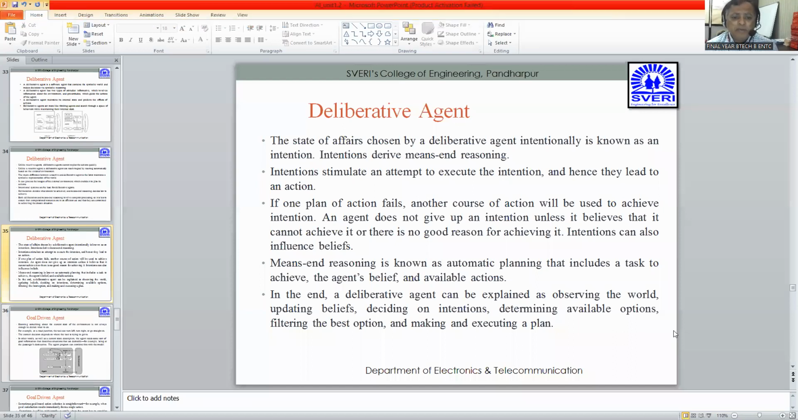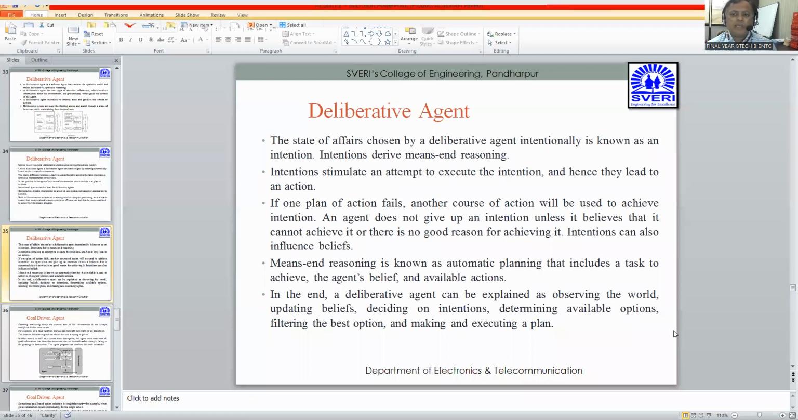And it will leave only when there is no good reason for achieving it, that is, there is no point in using it or achieving it, then only it can leave. And second, it cannot be achieved. There are only two things it can do. Otherwise, the rest of the time it will try to achieve.